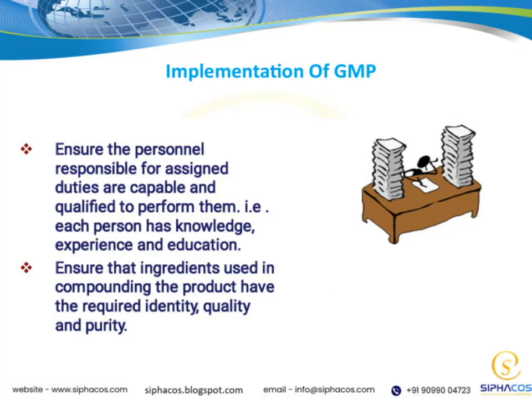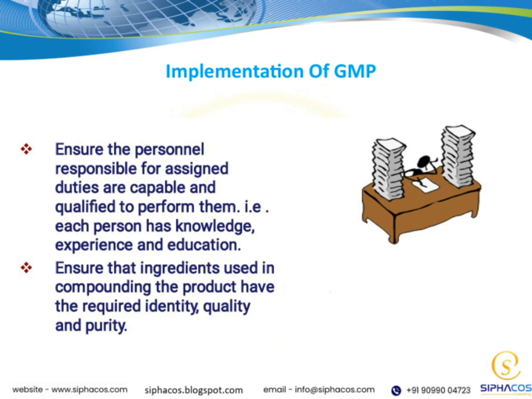Let's now focus on the implementation of GMP, or Good Manufacturing Practices. This is a crucial step in ensuring that our products are consistently produced and controlled according to quality standards. When we talk about implementing GMP, we're emphasizing the importance of establishing a comprehensive system that covers every aspect of manufacturing, from raw materials to the final product.